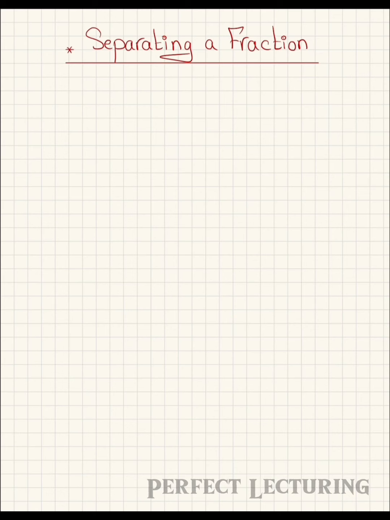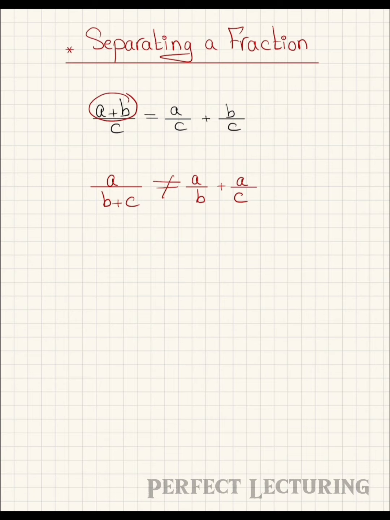Mistake number 7 is about separating a fraction. In general, if I have a plus b over c, I can write it as a over c plus b over c. However, if I have a over b plus c, I cannot separate it as a over b plus a over c. So I can only separate it if we have the plus in the numerator, not in the denominator.